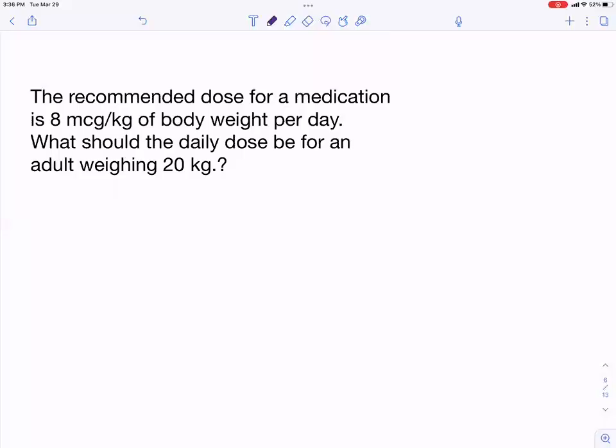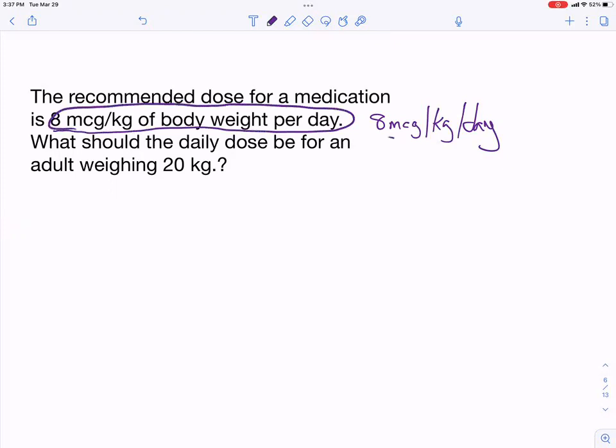Now let's look at this problem. The recommended dose for a medication is 8 micrograms per kilogram of body weight per day. So what does that look like if it was written out completely? It would look like this, 8 micrograms per kilogram per day. That's what that means. It's just written out. That's what it's asking. And it's saying, what should the daily dose be for an adult weighing 20 kilograms? Well, that's actually, it should say a child. 20 kilograms is not that much for an adult.